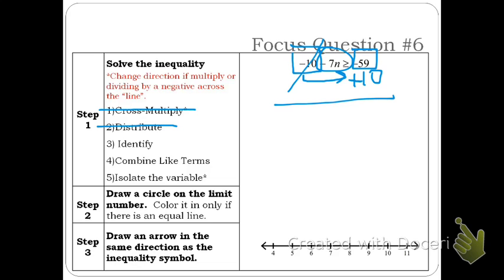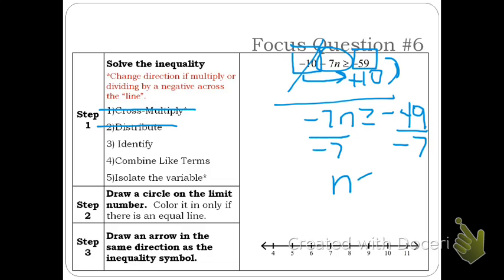It's no longer on this side, so I have -7n is greater than or equal to -49. Because they were opposite signs, I had to subtract. Next, I divide by -7, divide by -7. So n is less than or equal to. See why? I had to multiply or divide by a negative number. So that's when I need to remember to change my direction arrow.